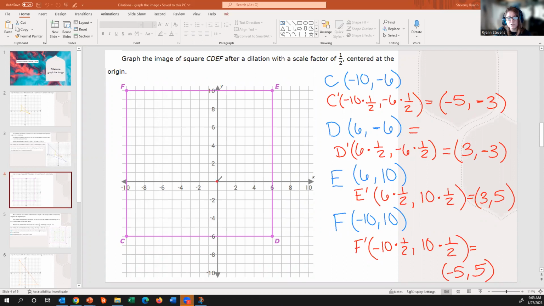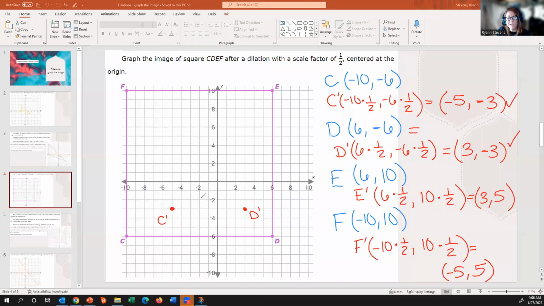So for C, we're going to start at the origin. We're going to go to negative 5 on the x-axis, and then we're going to go down to a negative 3. And then for D, we're going to start at the origin. This time we're going to the positive 3, so we're going right on the x. And then we're going to go down to a negative 3. So we've graphed this one. We have graphed this one.